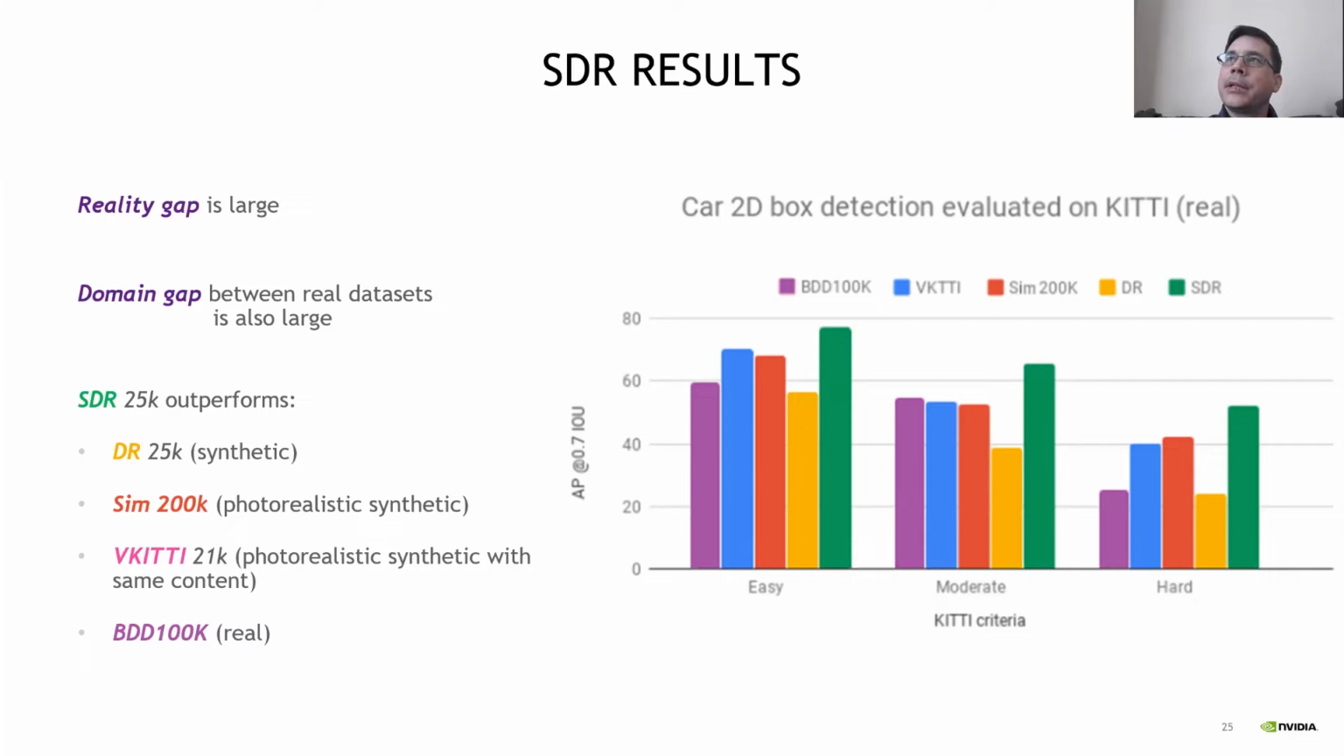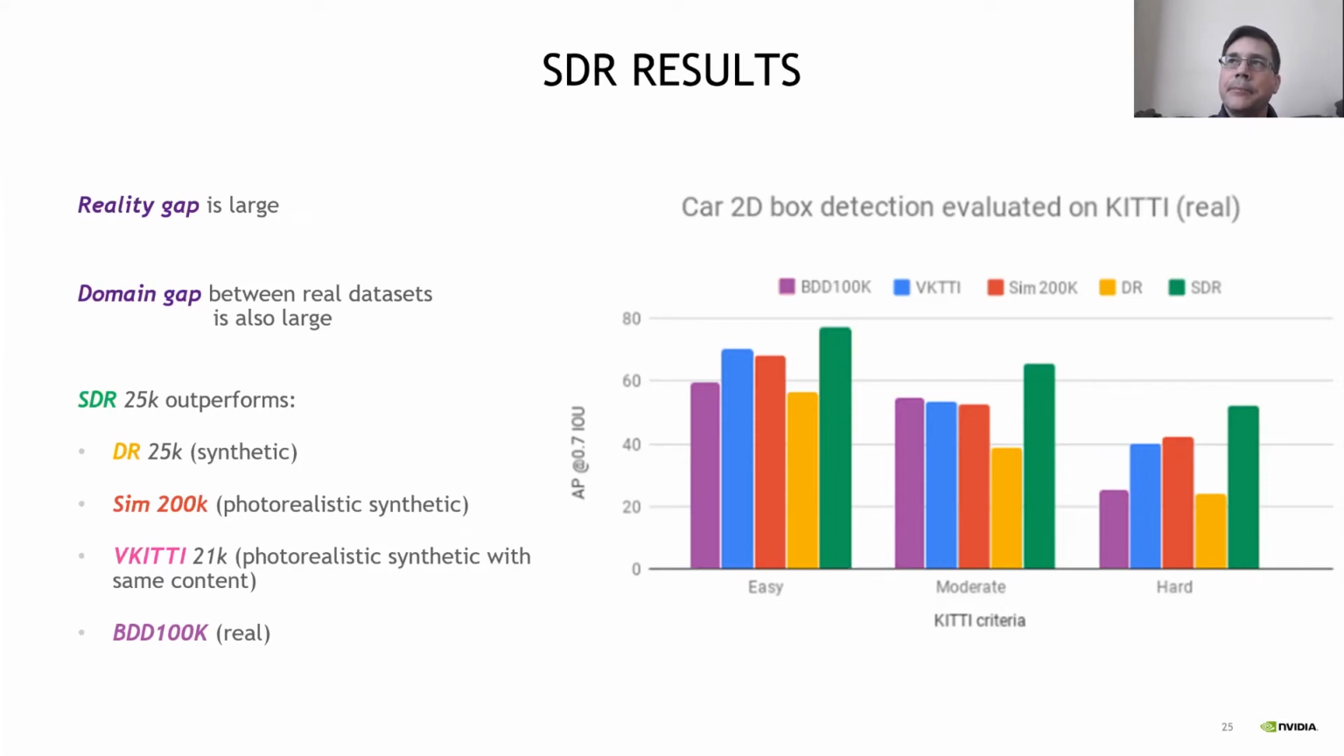And then the other interesting thing about these results here is that we're not only bridging the reality gap between synthetic and real, but there's also a domain gap between different real data sets. And so a network trained on one real data set doesn't necessarily work on a different real data set because they're collected in different locations with different hardware and different assumptions and so forth.